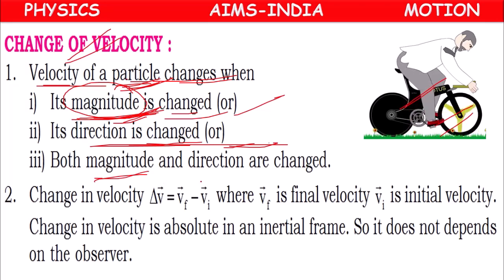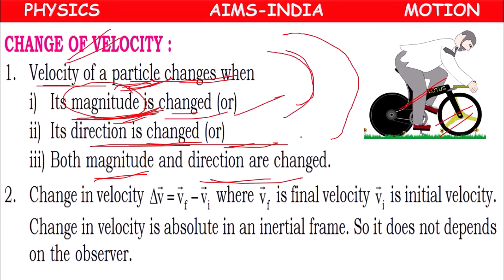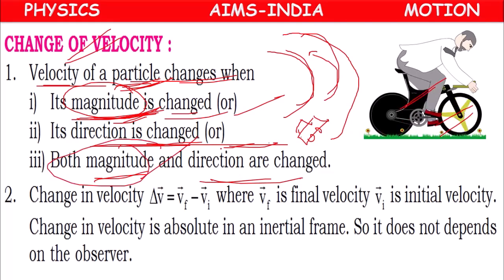Or both change while taking a sudden turn. Suppose we are going in a car on the outer ring road, what do we have to do? We have to take the turn and we have to change the speed. Both we have to do at a time. Speed will change, magnitude will change, direction will change. At that time also we can observe change of velocity.